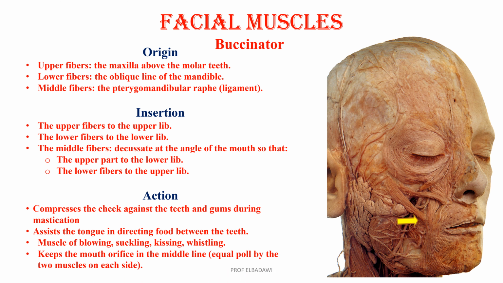More important, it keeps the mouth orifice in the middle line by equal pull of the two muscles on the mouth orifice. If there is an injury of the facial nerve and there is paralysis of the right side, the left side of the mouth will be deviated by pulling to the left by the healthy muscle on the left side. A patient with facial nerve paralysis will have dribbling of saliva on the side of the mouth because of no compression on the teeth. He cannot blow, he cannot whistle. That is the deviation of the mouth. These are the features of paralysis of the facial nerve.